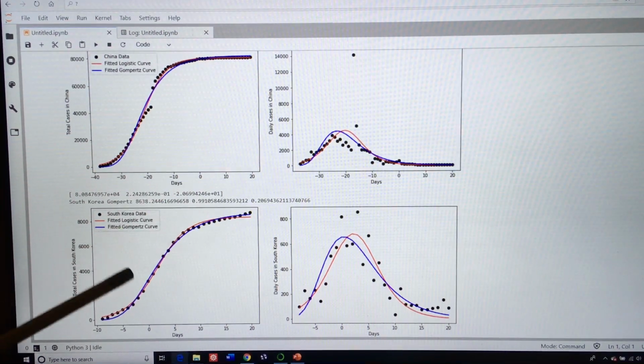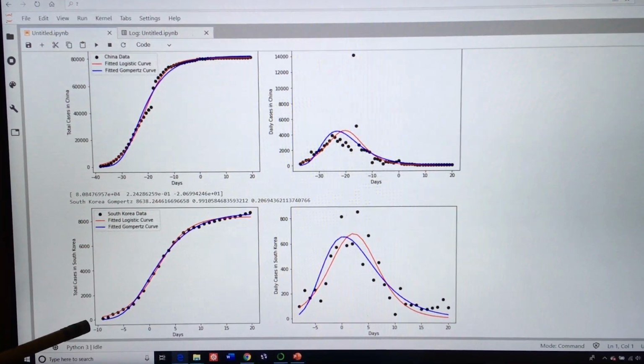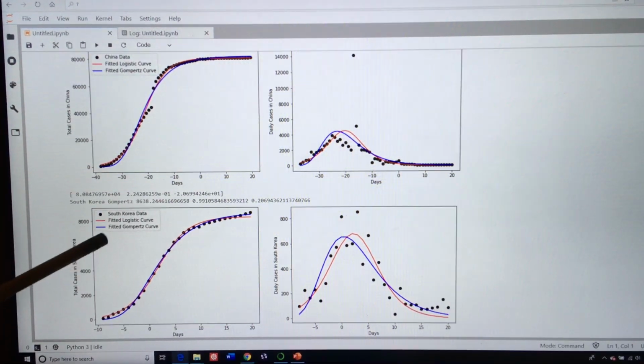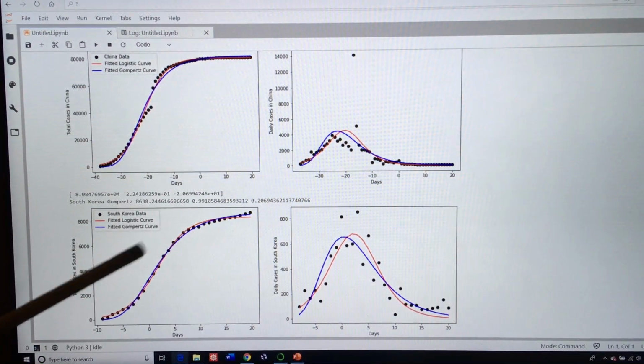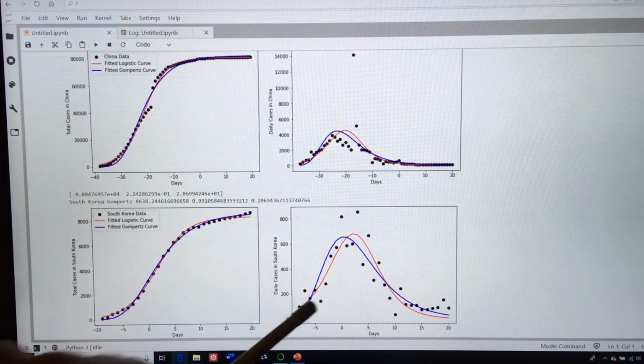And here's for South Korea. Again, black is the data, red is the logistic curve fit, and blue is the Gompertz fit. This is the cumulative number of cases, and these are the daily number of cases.